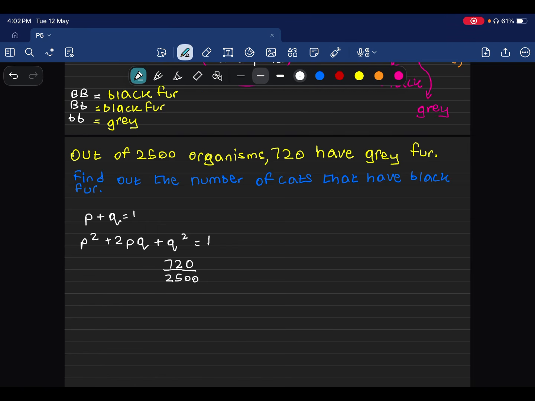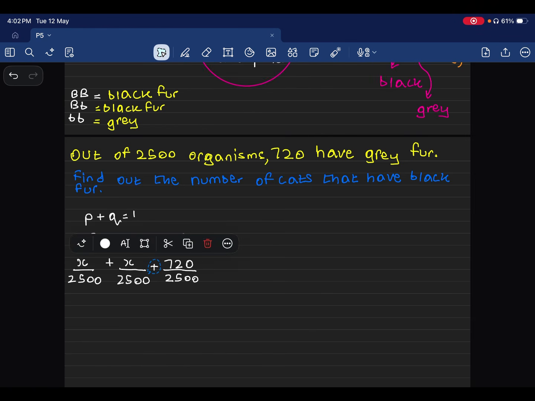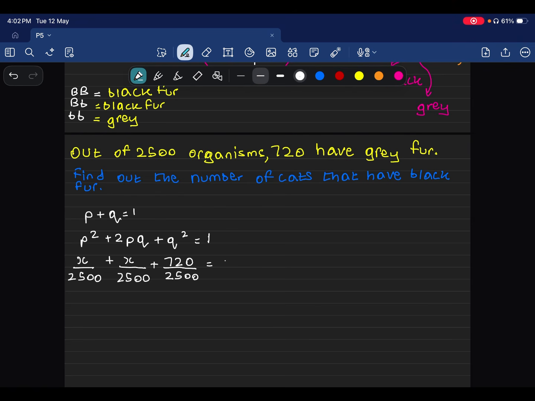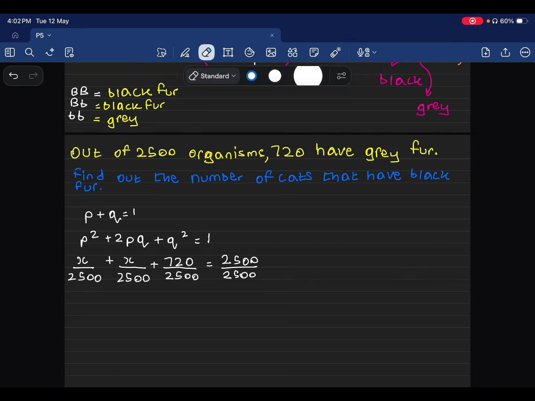Okay, now let's see what else we have. Do we have the number of homozygous dominant? No, we don't. So I'm going to write x divided by 2,500. Do we have the number of heterozygous? No, we don't. Again, x over 2,500. I'm just going to bring the addition sign here. And now we know that this is equal to 2,500 over 2,500. And we could use different variables, because if we use the same variable, we are saying that homozygous dominant and heterozygous are the same, right? And that's not the case.